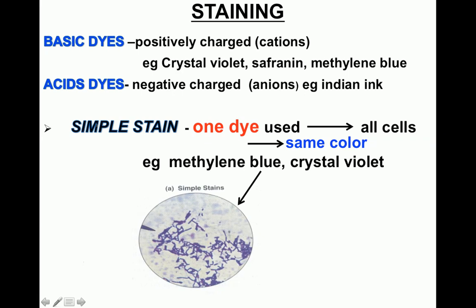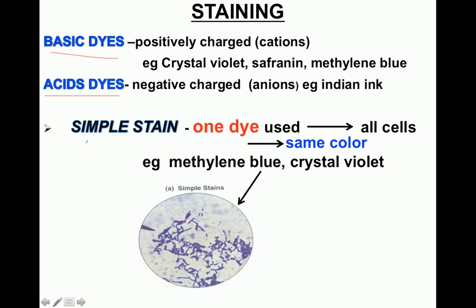All the dyes which we use for staining have been classified into two major groups. Either they are basic dyes, which are positively charged and are also known as cations. Examples are the commonly used dyes like crystal violet, methylene blue, safranin, or carbol fuchsin. And then we have acidic dyes, which are negatively charged, and the best example is Indian ink, which is used for staining of the capsule.